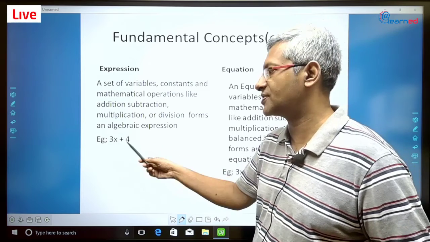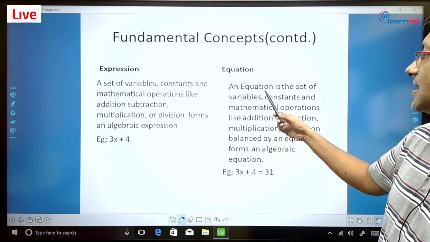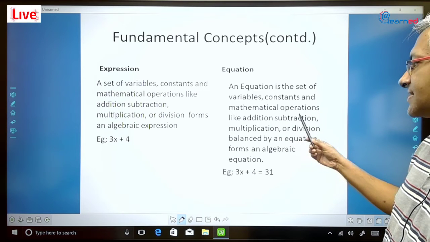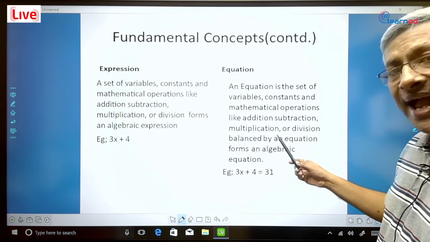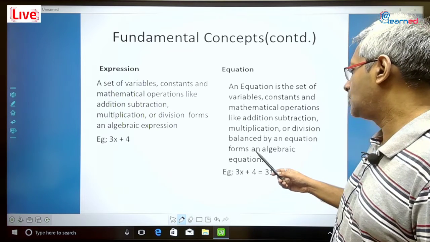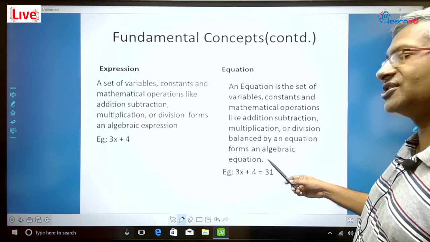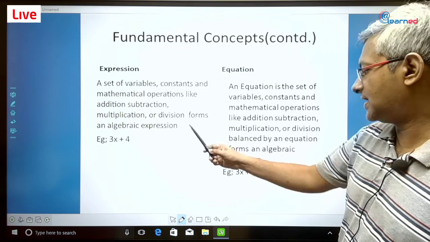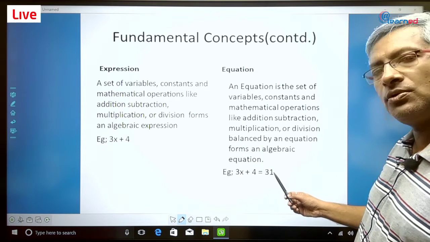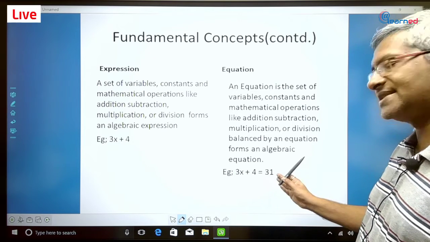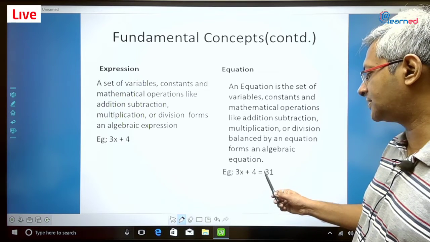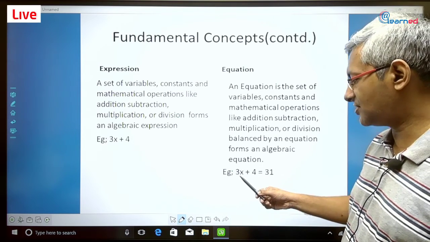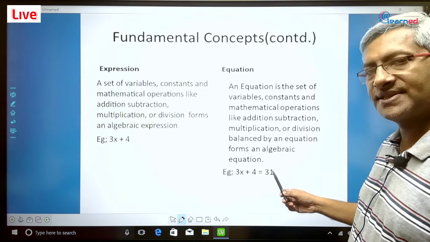This is an expression. And an equation is a set of variables, constants and mathematical operations like addition, subtraction, multiplication or division, balanced. So when we put an equal to sign and we put a value on the right hand side of the equation, 31, so I have put 31 over here, this whole thing now becomes an equation. We have an expression, but it is now equal to some value.